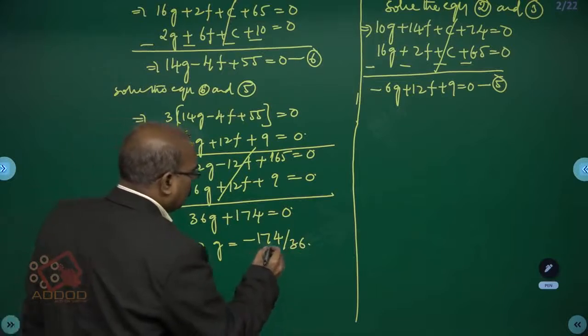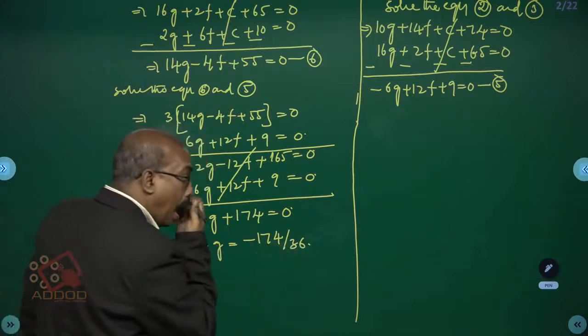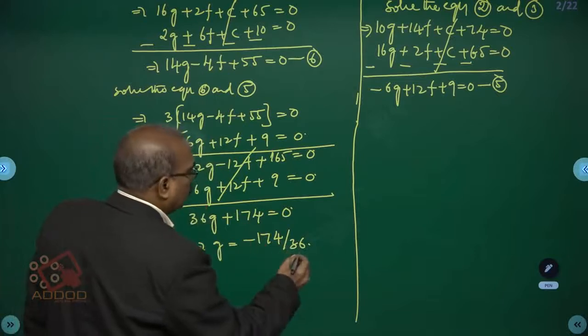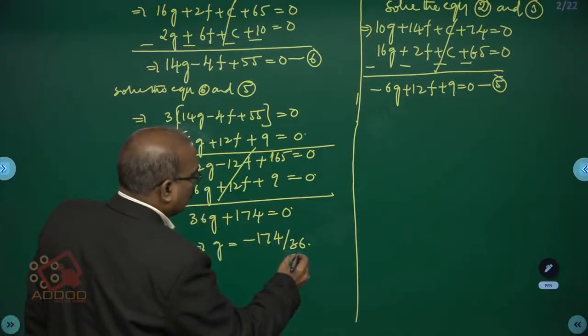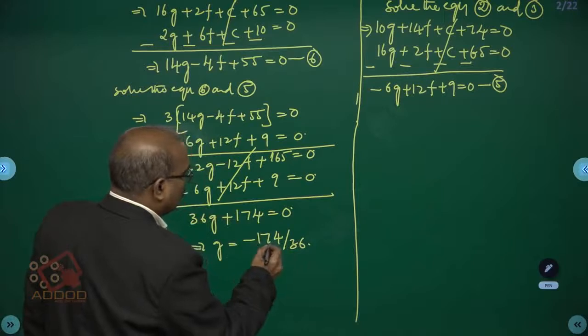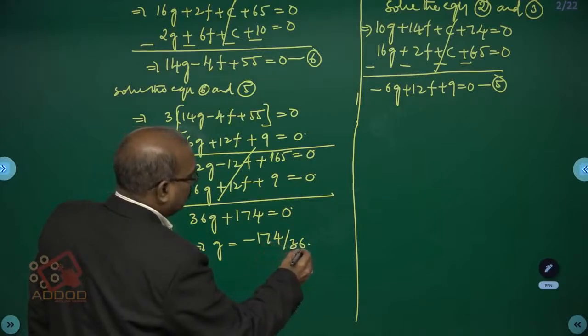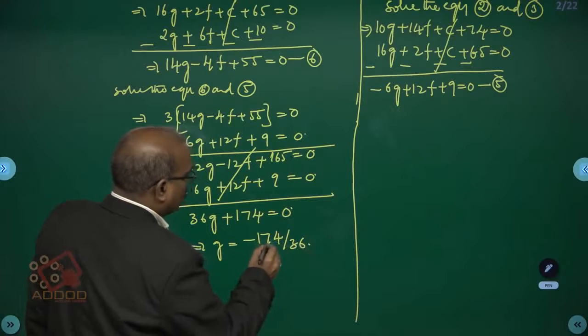So here 36 means here, 4 nines are 36, 4 sixteens, 14 74, 174. Okay? 174 by 36. 4 times 4 is 16, 4 fours.